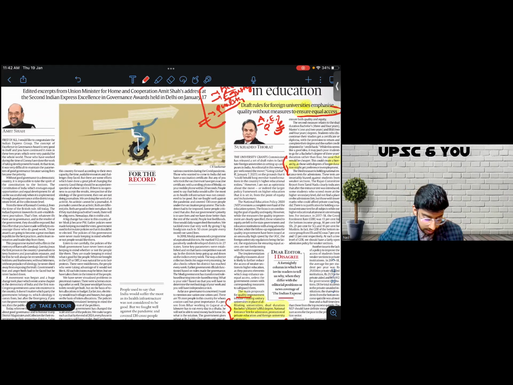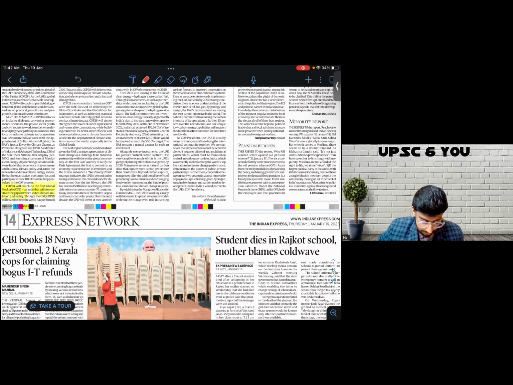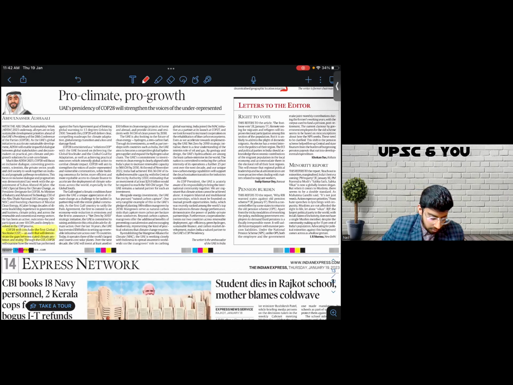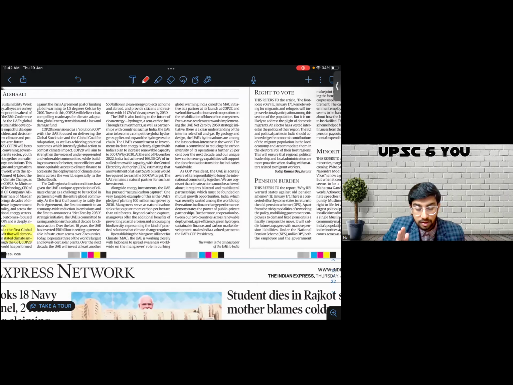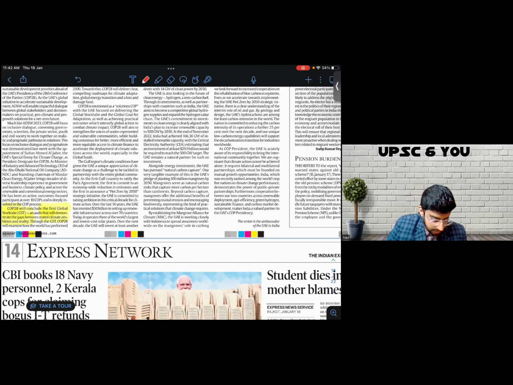Then moving forward, again, the ambassador of the UAE to India has written this article. The only important piece of information as far as the preparation for UPSC CSE is concerned is given in this paragraph. It says that COP28 will include the first global stocktake, an audit that will demonstrate the gaps between stated climate ambition and reality.